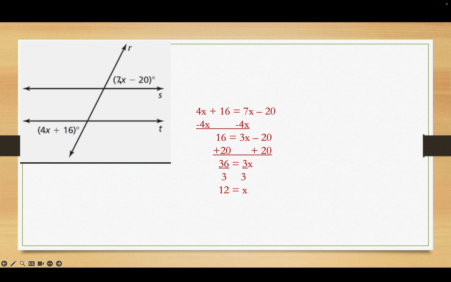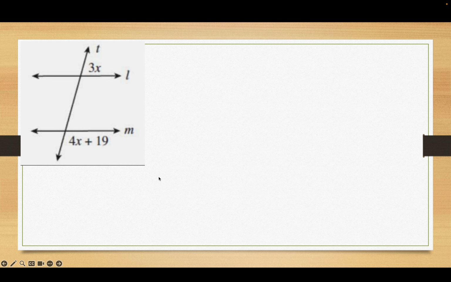We could substitute it in. 7 times 12 is 84. Minus 20 is 64. 4 times 12 is 48. Plus 16 is 64. Let's try the next one.